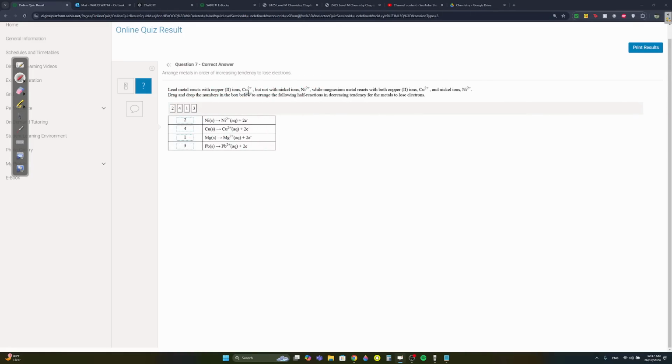Okay. Lead metal reacts with copper ions Cu2 plus, but not with nickel. So lead reacts with copper. So lead Pb is more reactive than copper, but it doesn't react with Ni2 plus. So it's not more reactive than Ni2 plus. So you could say it's like this. Magnesium reacts with both copper and nickel. So magnesium is greater than copper and it's also greater than nickel.